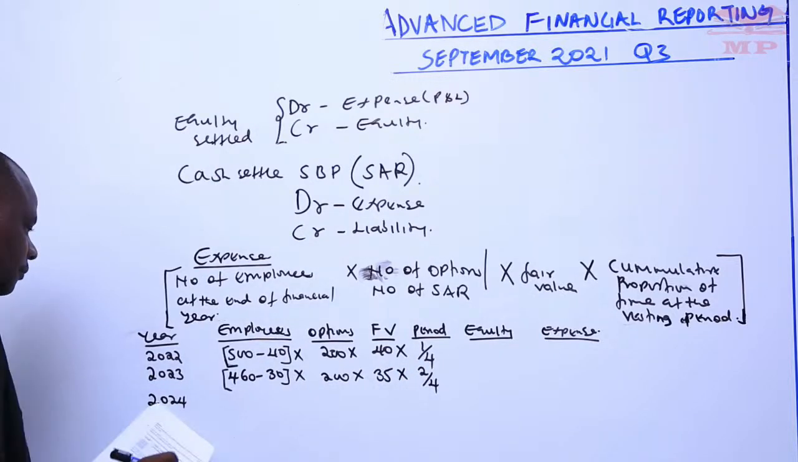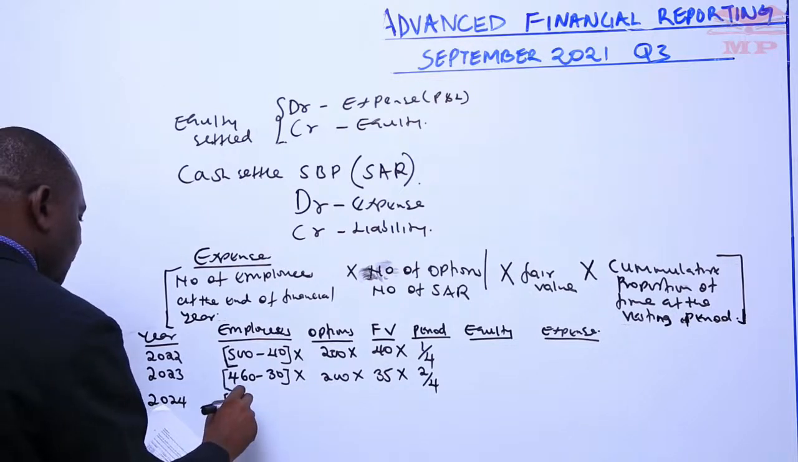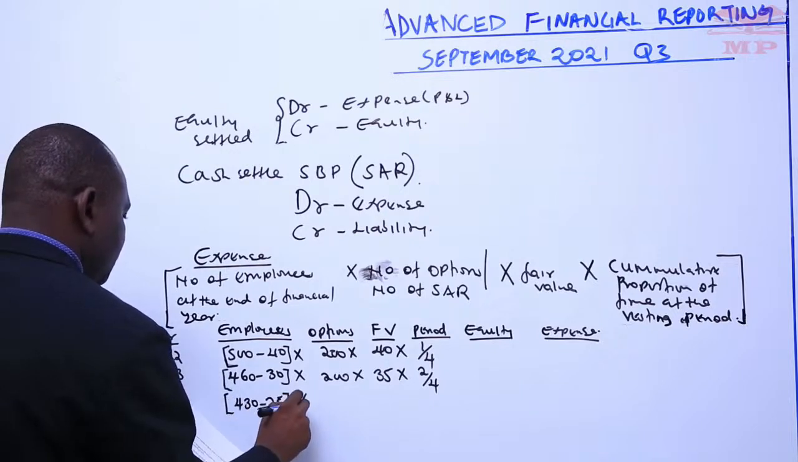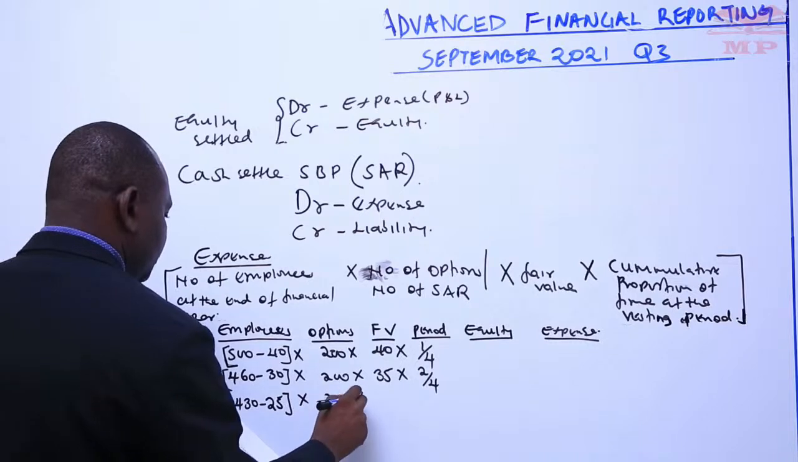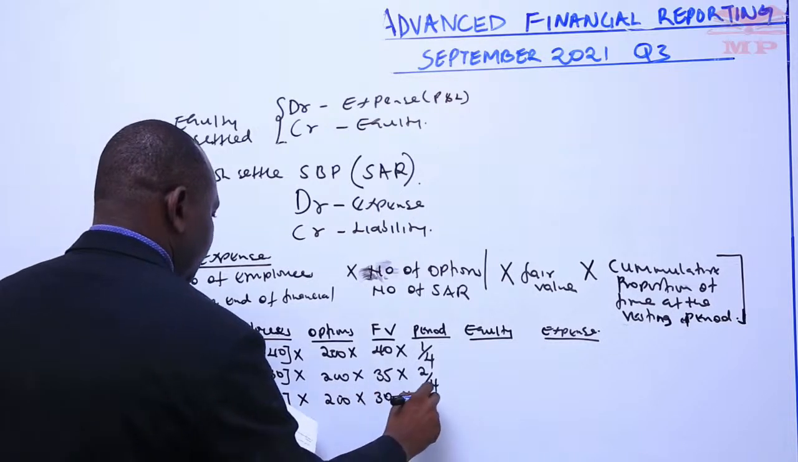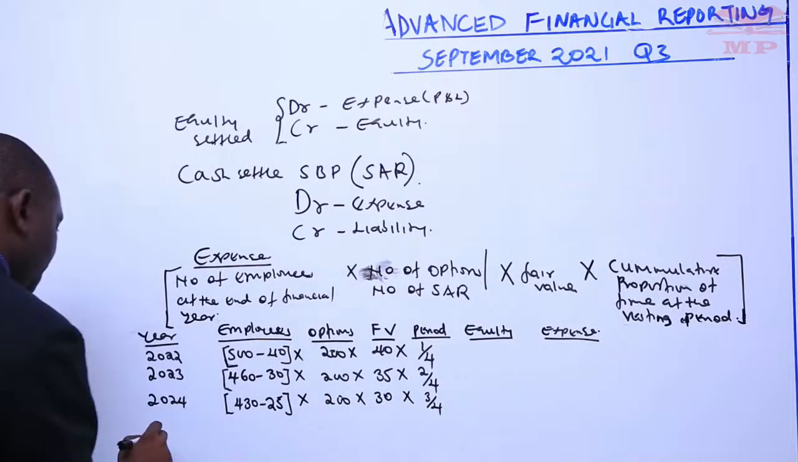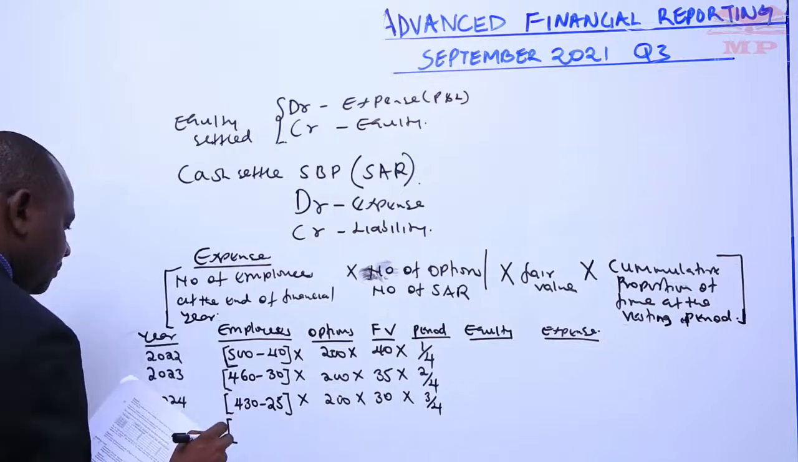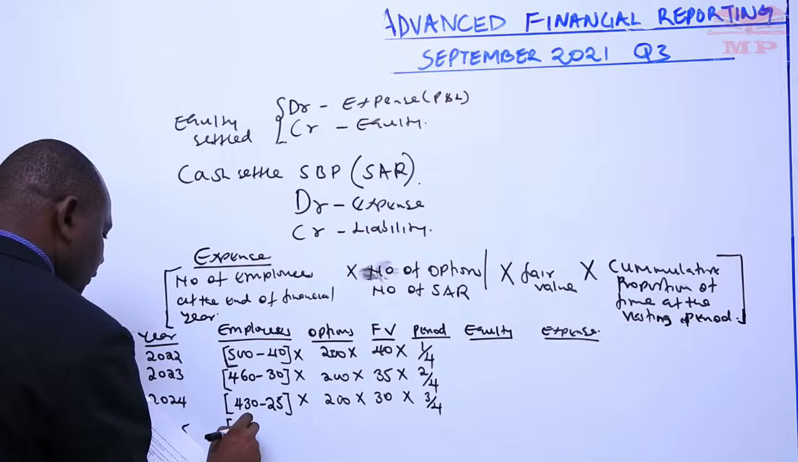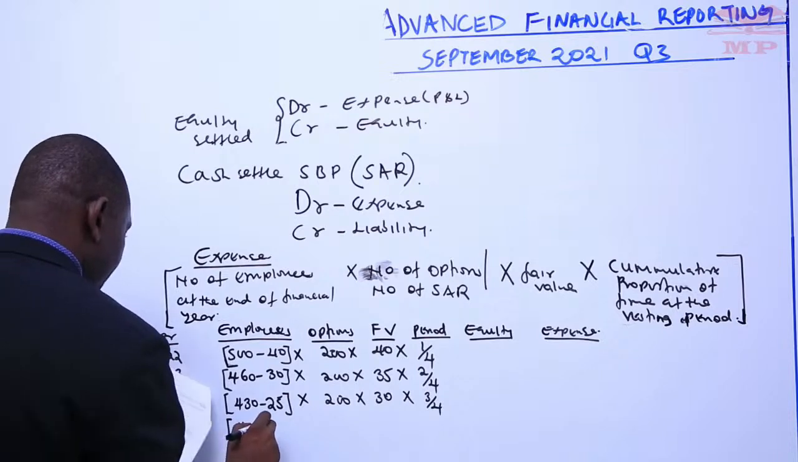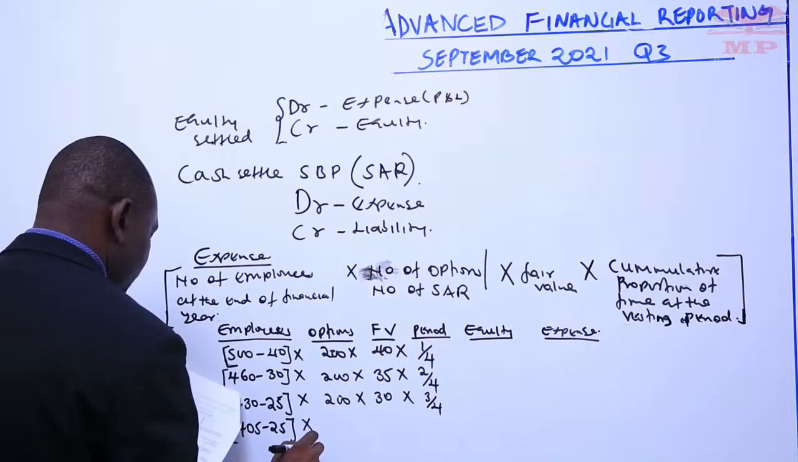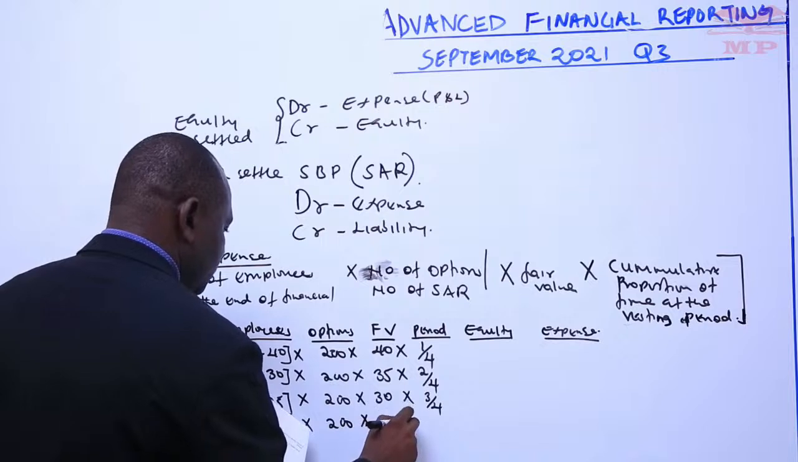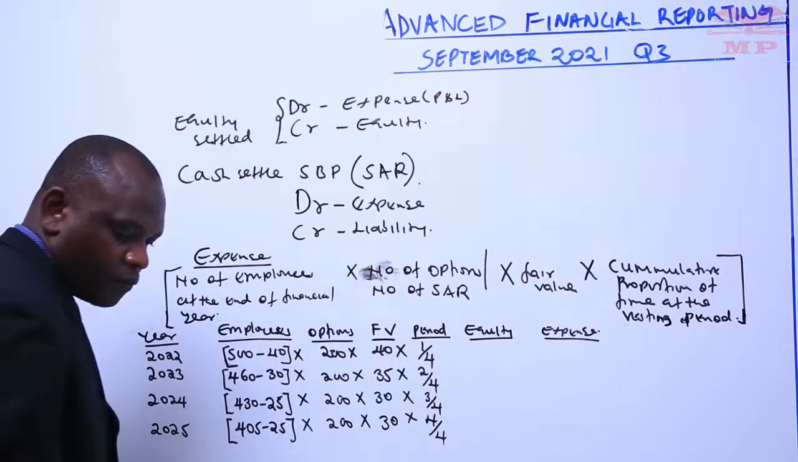2024, we have here 430 minus 25, times 200, times 30, 3/4. 2025, we have 405 minus 25, times 200, times 30, 4/4.